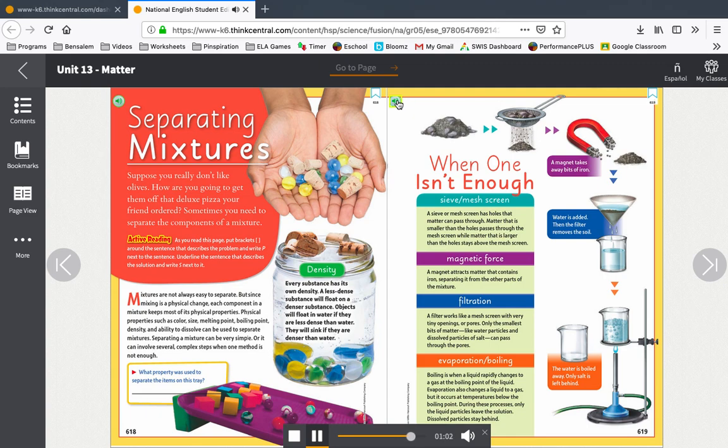Dissolved particles stay behind. A magnet takes away bits of iron. Water is added, then the filter removes the soil. The water is boiled away, only salt is left behind.